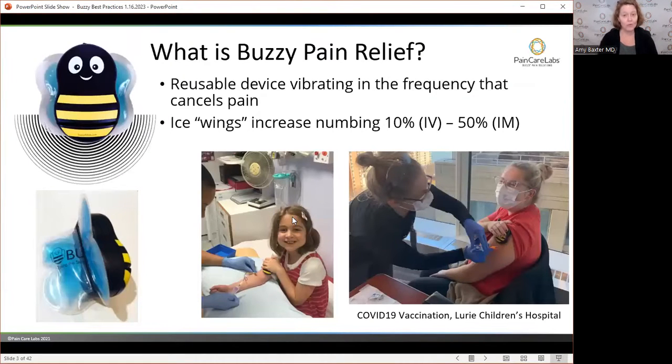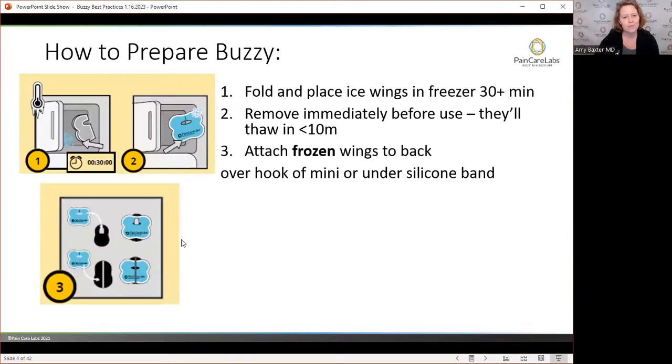So, first of all, what is Buzzy pain relief? Buzzy is a reusable device that vibrates in the frequency to cancel pain. It has optional ice wings that can increase the numbing by 10% for IV access and up to 50% for intramuscular injections. You can see here a child holding their own Buzzy for an IV access, and you can see a nurse who's holding hers in the proper position to get her COVID vaccine.